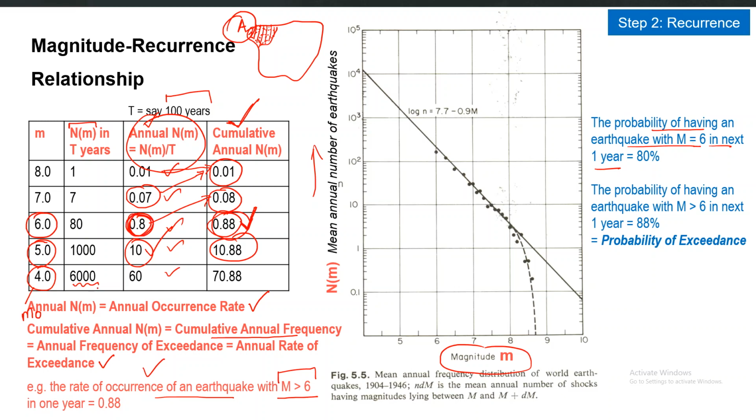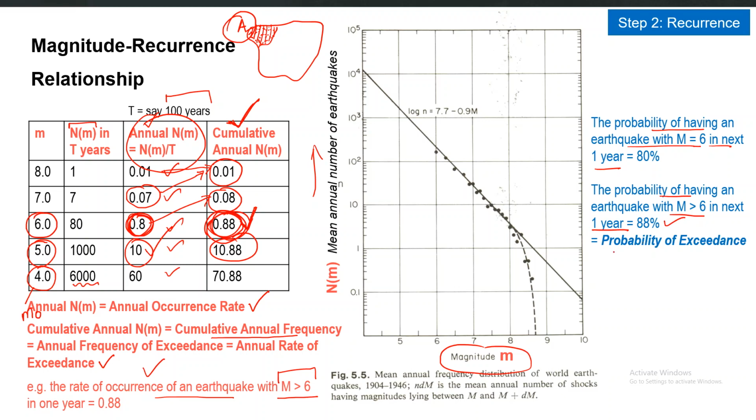But if I say the probability of having an earthquake with M greater than 6, in that case I will use this cumulative number, this one, because this has the occurrence rate of 6 as well as 7 and 8 also. So the probability of having an earthquake with M greater than 6 in the next 1 year, and 1 year is due to this annual cumulative frequency, that probability is 0.88 or 88%.